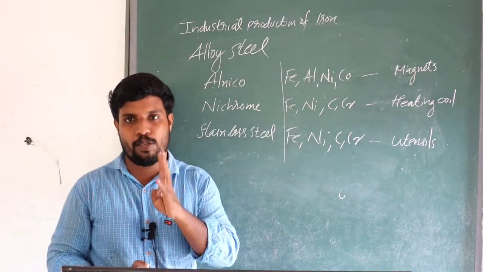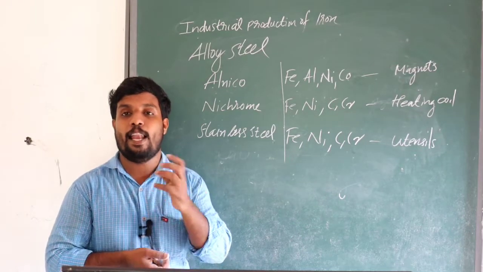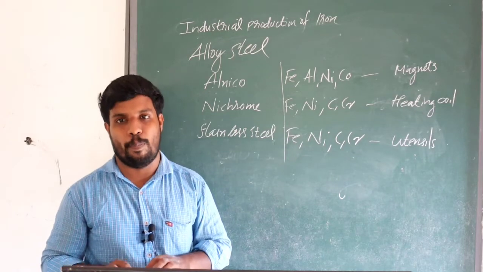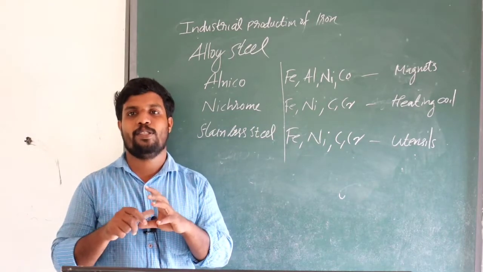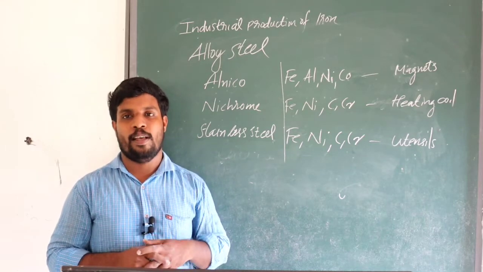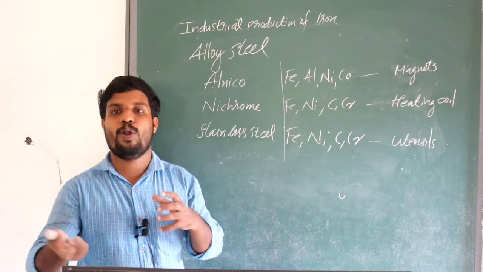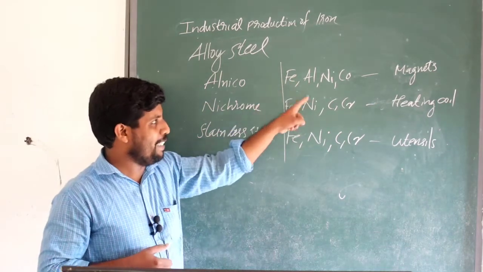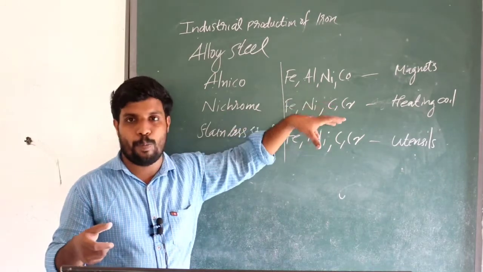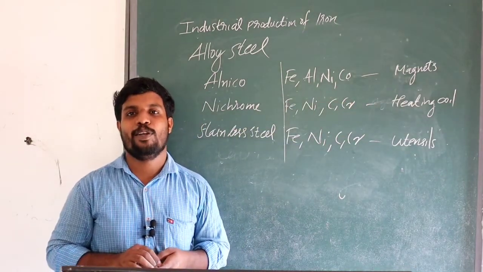So we want to understand that we can change the property of alloys by changing the amount of components. By changing the percentage of a component, we can change their nature. So how can you make the alloys? By changing the components or by changing the amount of components. By changing the components, we can change their nature, and by changing their amount or percentage, we can change their nature.